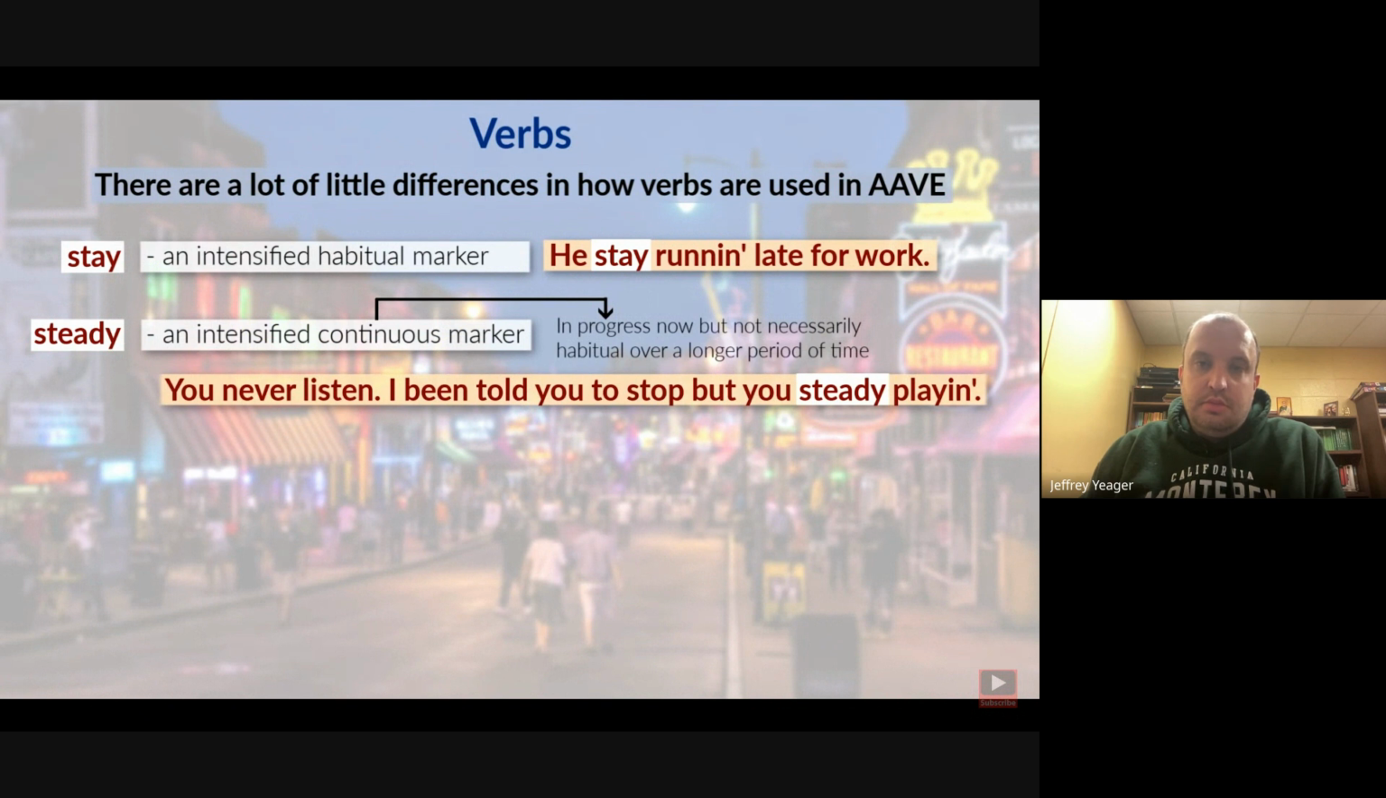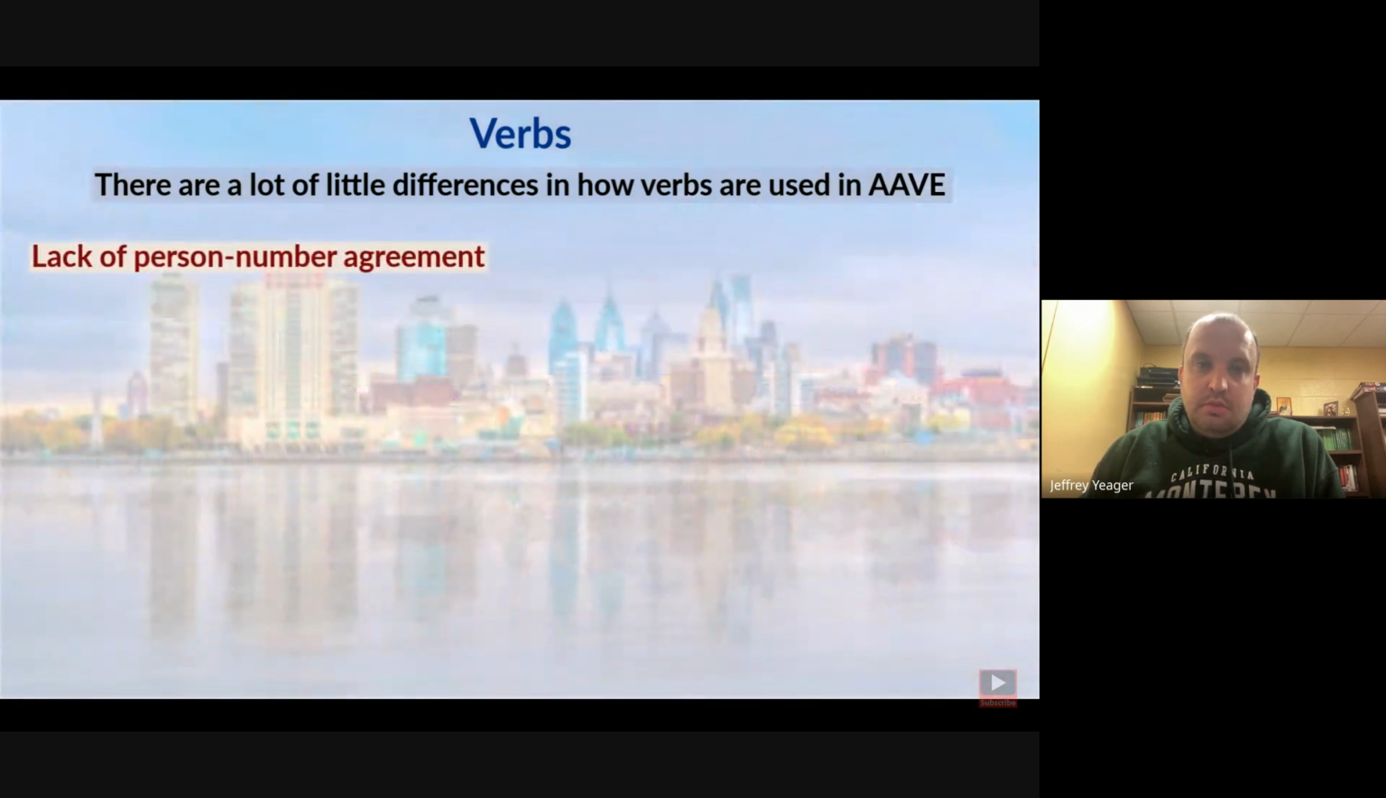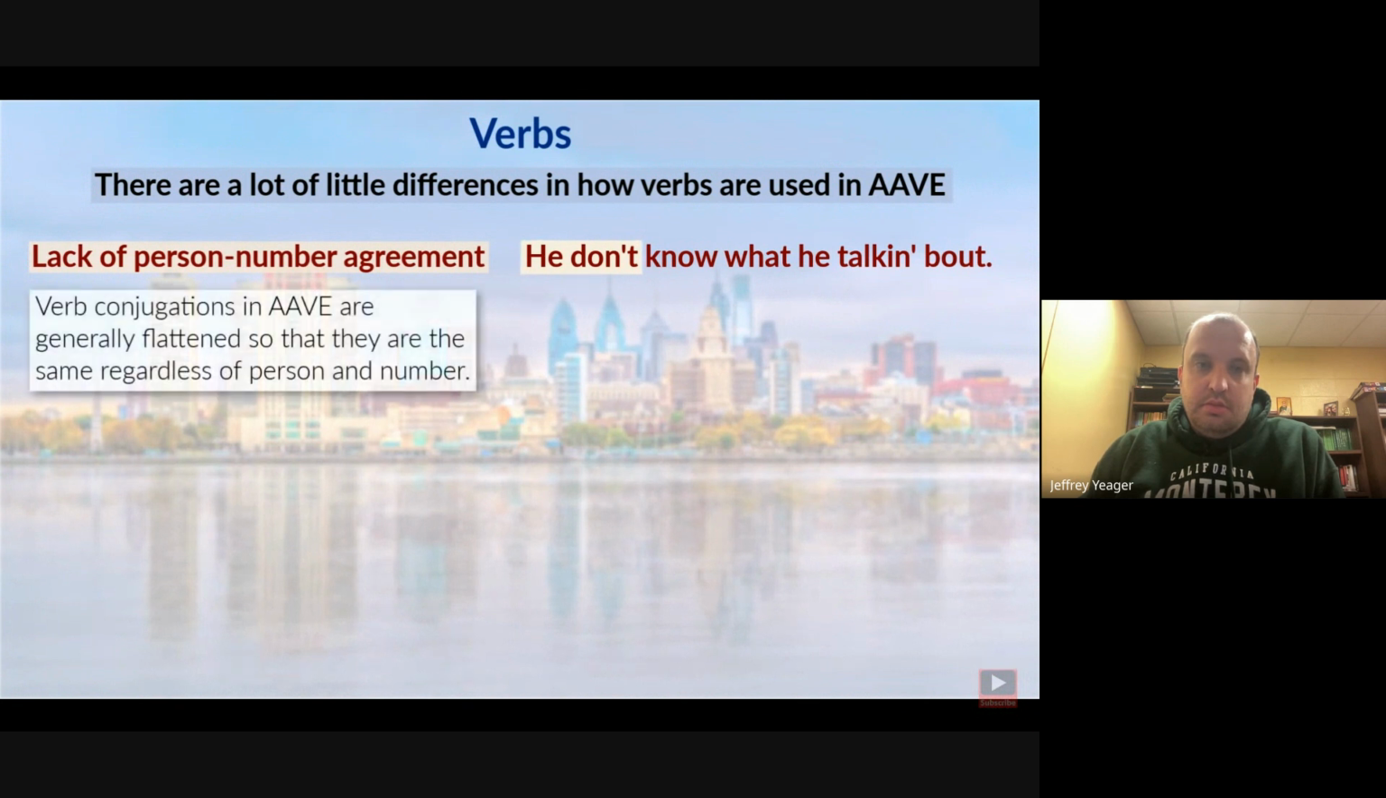I've been told you to stop, but you steady playing. For the word playin' here, I would probably say playing around or messing around. Lack of person-number agreement. Before we saw this sentence, He don't know what he talking about. This part, he don't, may have stood out to you as different. Verb conjugations are generally flattened so that they are the same regardless of person and number.